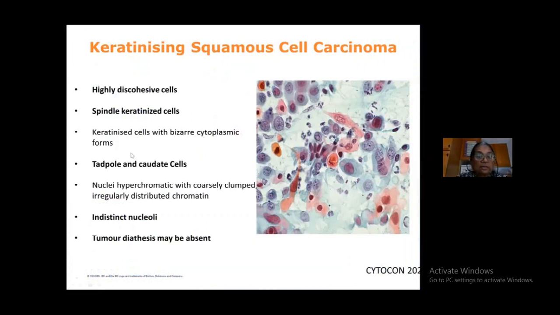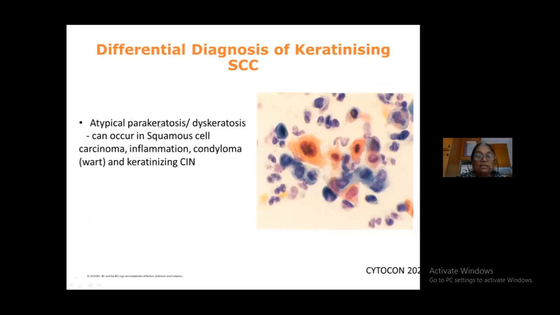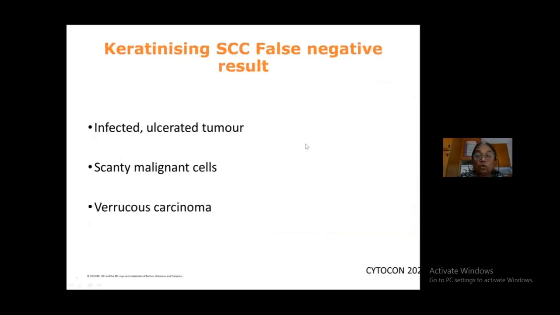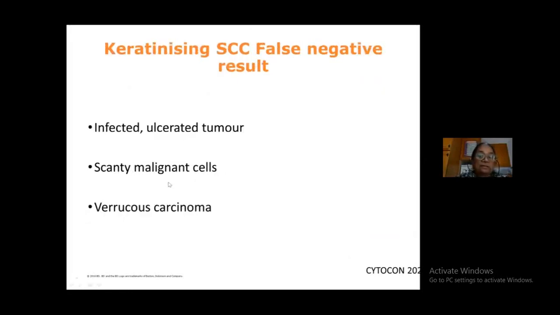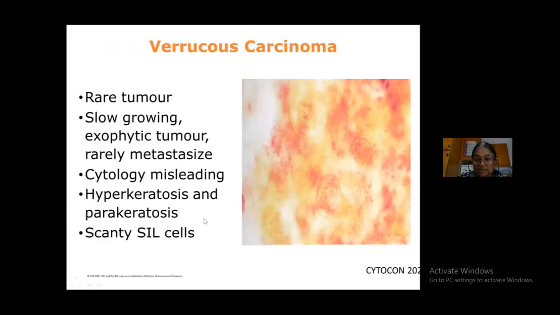What about keratinizing squamous cell carcinoma? The keratinizing squamous cell carcinoma has keratinized cells which are tadpole or corded cells, but a similar type of keratinizing cells can be present in atypical parakeratosis and dyskeratosis with or without tumor, and also in wart, condyloma, and keratinizing SIL. But also, keratinizing squamous cell carcinoma can give a false negative result when the tumor is infected or ulcerated, or malignant cells are scanty, or in verrucous carcinoma.